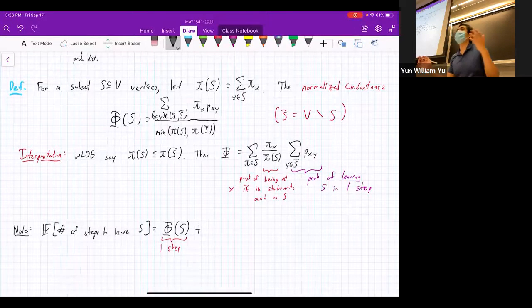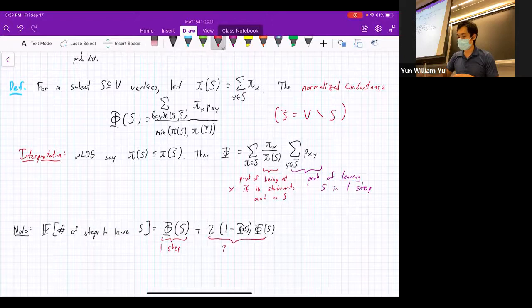So what happens if you leave in exactly two steps? What do you have to do in your first step? Yes, you have to stay. So you can't leave in the first step. So you have the probability that you're going to stay in the first step, 1 minus phi of S, and the probability that you leave in the second step, which is just phi of S again. And of course, we're trying to find the expected number of steps, so you have to multiply this by 2, since this is leaving in 2 steps.